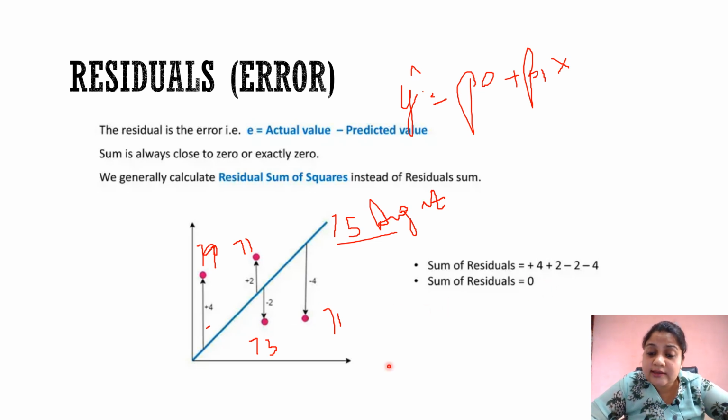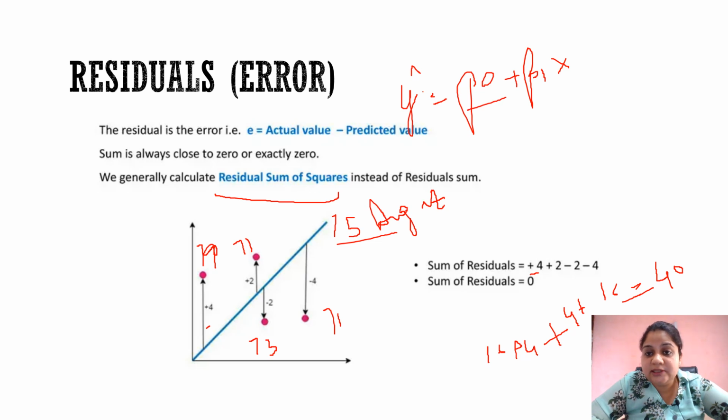So do you think that if the sum of residuals is 0, we will be able to find the best fit line? No. So what method did we come to know? We find the squares of the residuals and then sum them. In squaring the residuals, we do 4 square, which is 16. Then 2 square, which is 4. Then the square of minus 2 is again plus 4. And the square of minus 4 is plus 16. So this gives us a value of 40. This is the sum of squared residuals of the first model, based on some values of beta naught and beta 1.